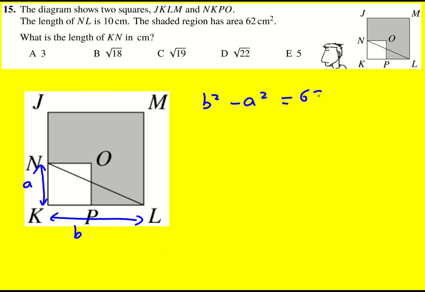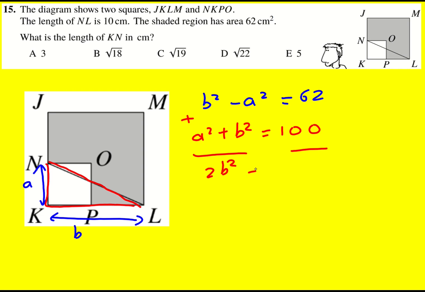So I've got 62. And now if I focus on this triangle, I can apply Pythagoras' theorem. It must be that A squared plus B squared is equal to the hypotenuse squared, 10 squared, which is 100. And I've got simultaneous equations. I can add these two together, which is going to give me 2B squared is equal to 162. Therefore, B squared is equal to 81. I've just realized I probably should have subtracted them, but B is equal to 9.